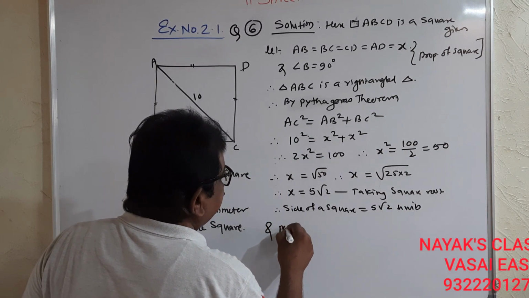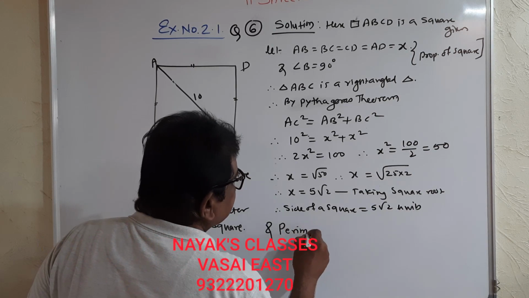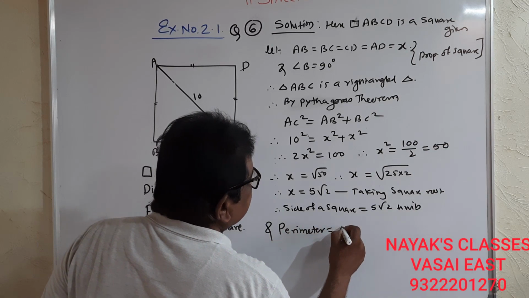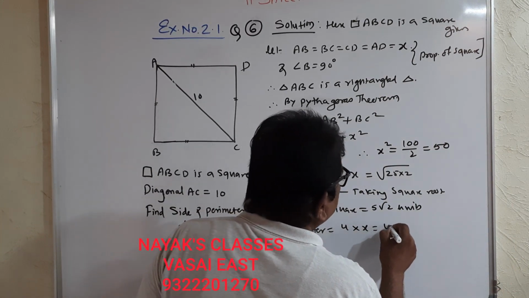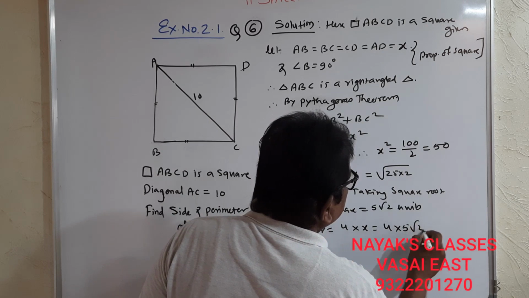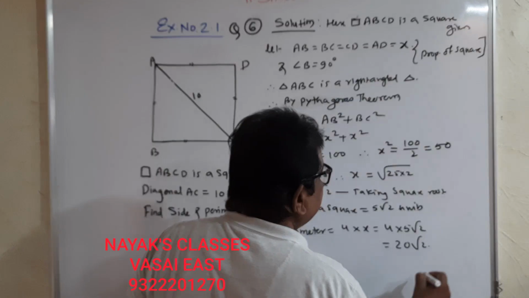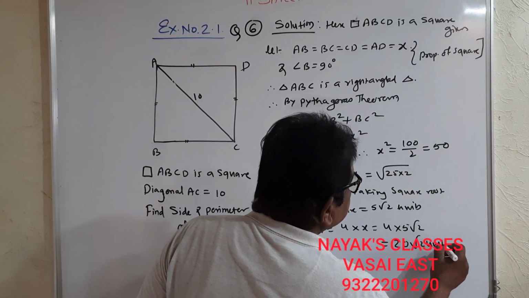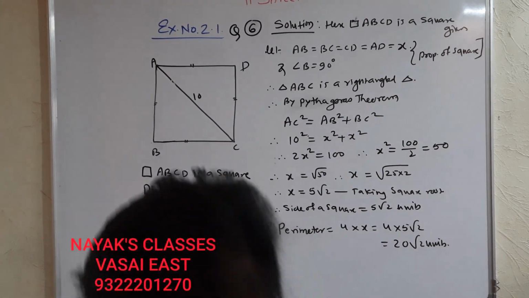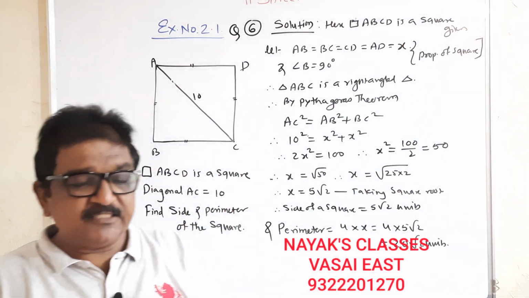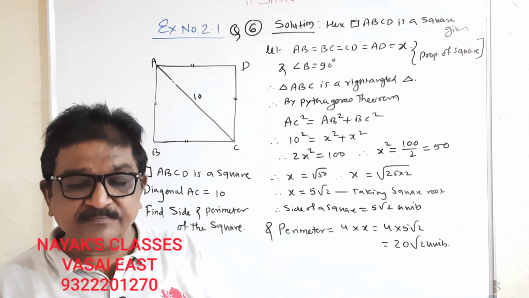And perimeter is equal to 4 into x, which is 4 into 5 root 2, is equal to 20 root 2 units. So this was the sixth example of exercise 2.1.